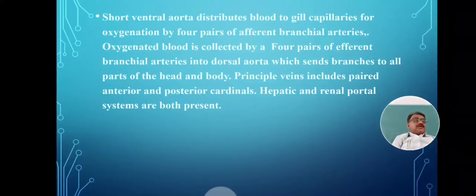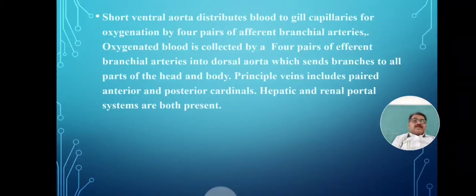In this structure of the heart, just next to the ventricle is the bulbus arteriosus, which is followed by the next part, the short ventral aorta. This short ventral aorta supplies blood to the gills for oxygenation through 4 pairs of vessels, called afferent blood vessels.